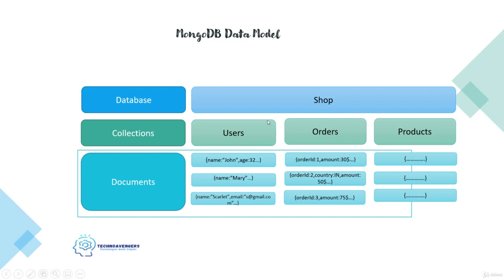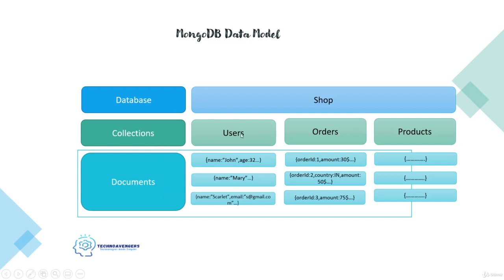Here we have taken the example of a shop. So we have a shop database. What entities can belong to a shop? It could be users that are coming to that shop for doing some shopping. It could be the orders that are placed by those users. And then there are some products that we need to maintain the catalog of. So these are all the entities, or you can say collections, in terms of MongoDB.